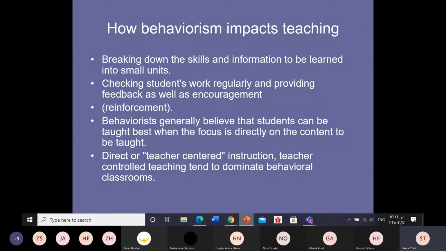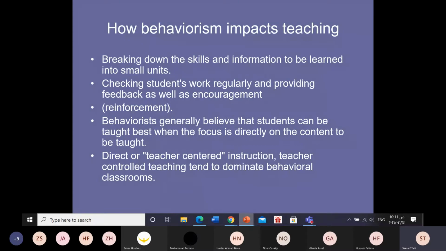I give small steps, and I walk the students from one step to the next, like a staircase. If you remember the staircase we drew, I go up with the students step by step, checking students' work, and all the time I check what students are doing and give them feedback and encouragement. This is reinforcement. Behaviorists in general believe that students can be taught best when the focus is directly on the content to be taught. The focus is always on the content, and this content is given by the teacher.